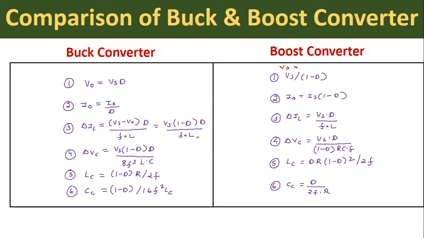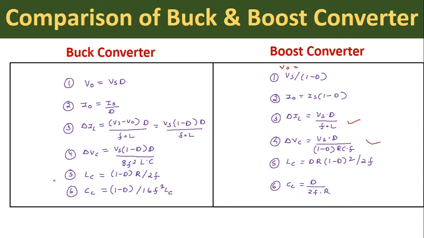Third is ripple in inductor current del IL, which is equal to Vs into 1 minus D into D divided by F into L in the buck converter, whereas for boost converter del IL is equal to Vs into D divided by F into L. In the buck converter, ripple in capacitor voltage del Vc is equal to Vs into 1 minus D into D divided by 8 F square L into C, whereas in the boost converter, ripple in capacitor voltage del Vc is equal to Vs into D divided by 1 minus D RCF.